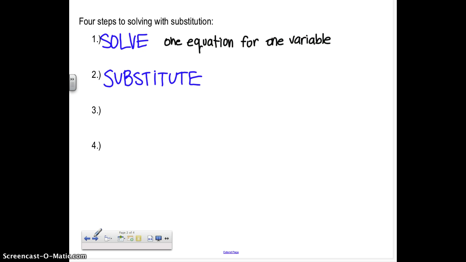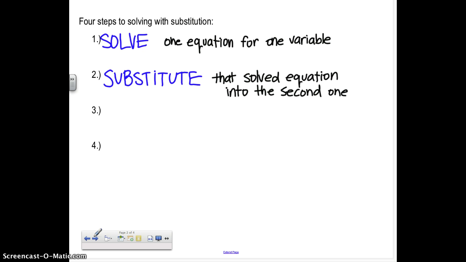And you're going to substitute that solved equation into the second one. So you've solved one and you have 2. You're going to substitute. Now, this sounds funny, but basically those big blue words are the part I want you to focus on. We're going to look at it. Okay?